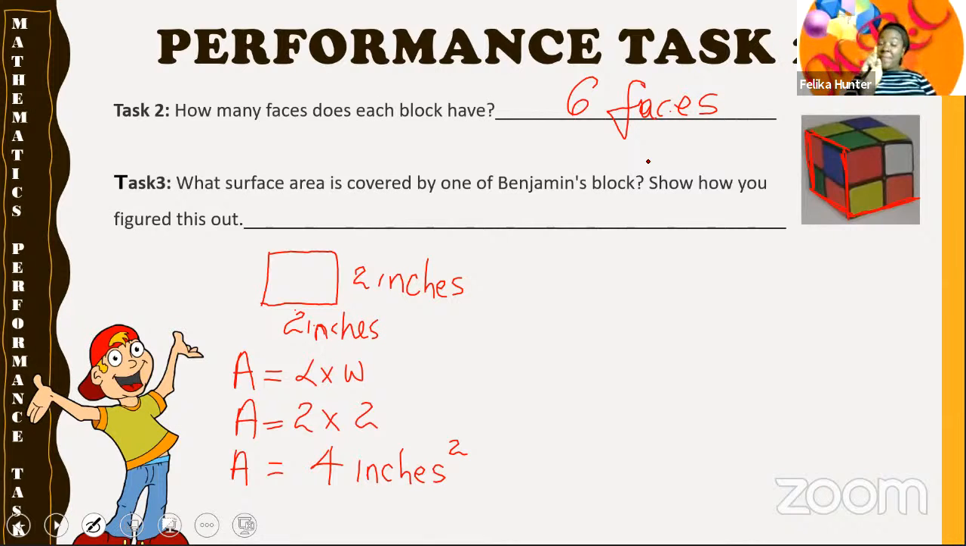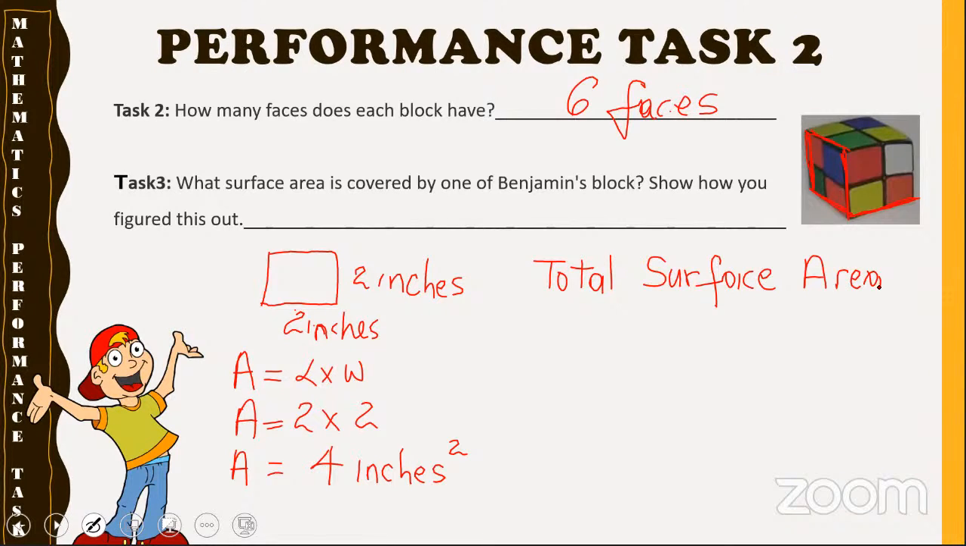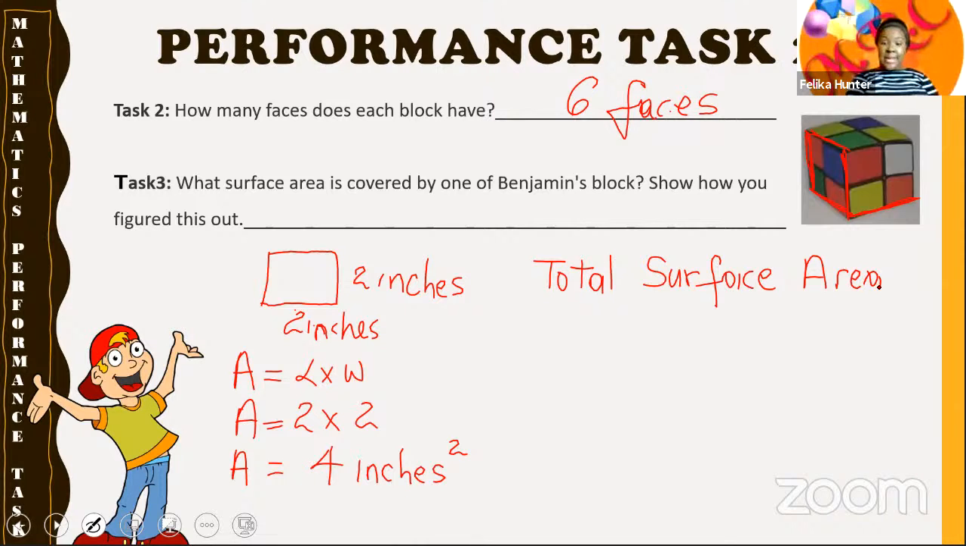So given that one face is 4 inches squared, how would I find the total for the 6 faces? Miss, you can add 4 6 times, or you can multiply the 4 by the 6. All right, well done. So we can add 4 6 times, or we can multiply the 4 by the 6. Let's see which one would be easier. Which one do you think is easier?